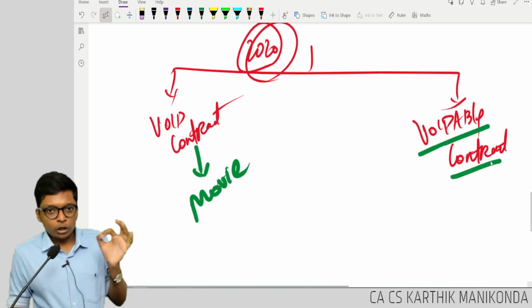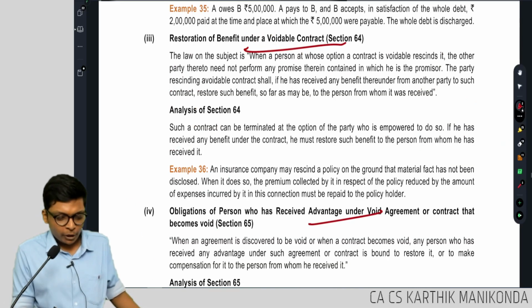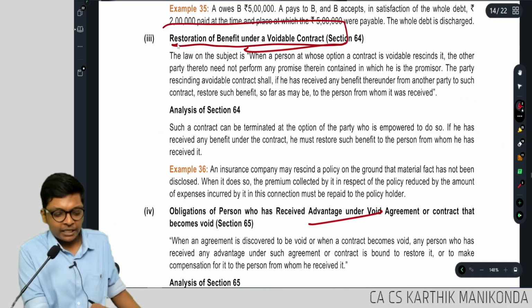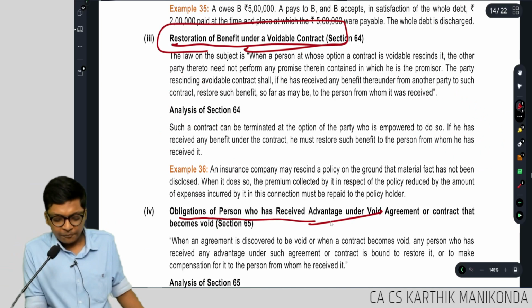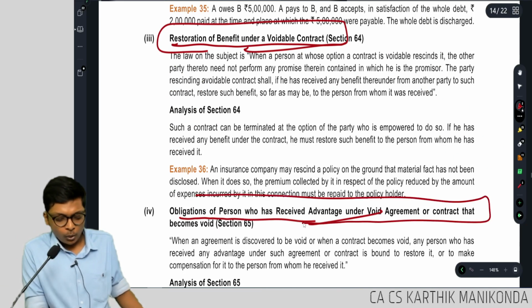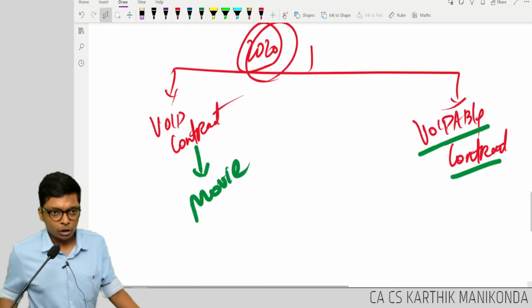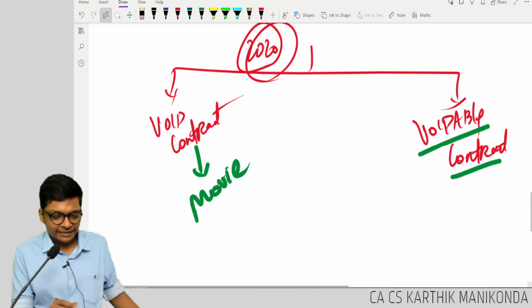Voidable contract, also the same thing. So that is this point: restoration of benefit under a voidable contract, and obligations of a person who has received an advantage under a void agreement. Let me give an example for voidable contract. Later in Unit 3, I will not repeat this example.